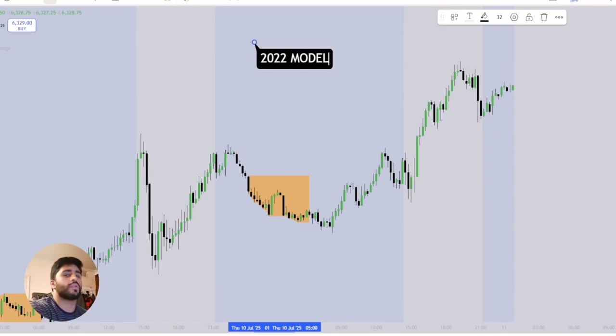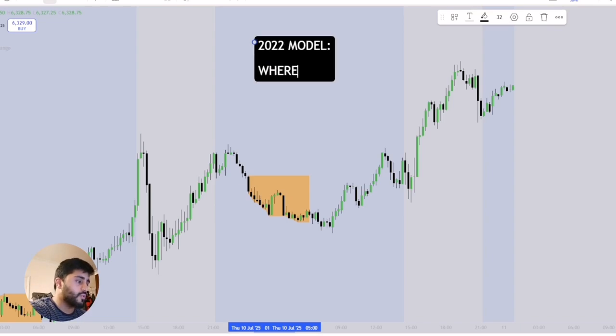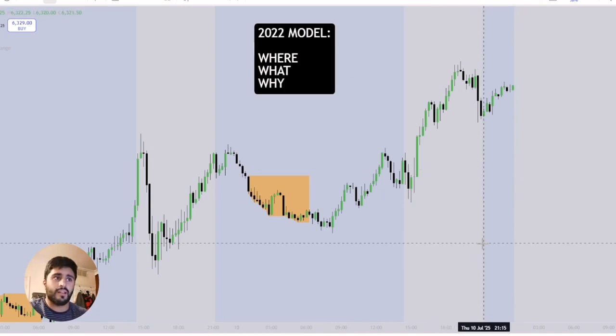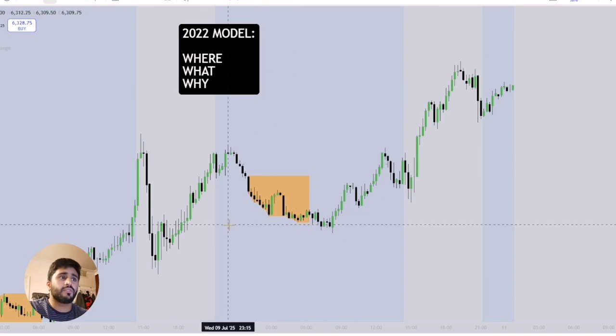So if you're trading the ICT 2022 model, you need to understand three things. You need to know where to trade from, you need to know what to look for, and you need to know why you're looking for it. So where, what, why? What does the where stand for? The where stands for your key level.